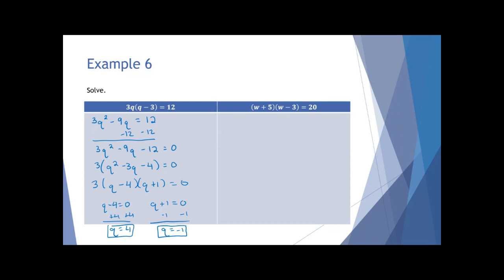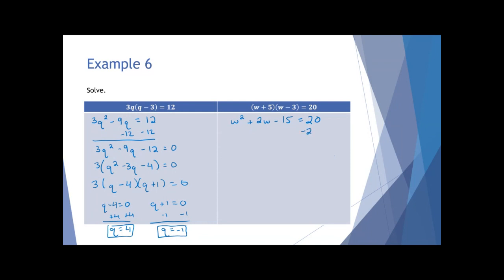Same thing on this example on the right. So I have w plus 5 times w minus 3 equals 20, but it's not equal to 0, so I have to multiply, put everything on one side, then factor, then zero factor property. So when I multiply, I'm going to FOIL that out. This is going to give me w squared plus 2w minus 15 equals 20, because 5w minus 3w is a positive 2w.